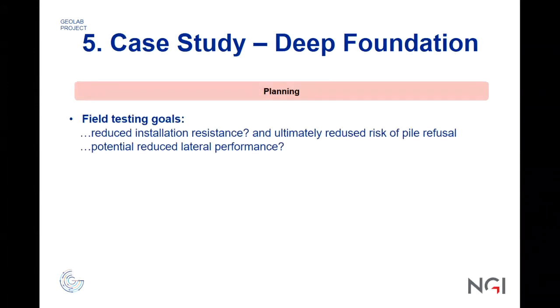So the goals of these campaigns were to reduce installation resistance and ultimately reduce the risk of pile refusal. But potentially, could the methods they come up with reduce lateral performance? And this is the question that they want to get the answer to from the field tests.